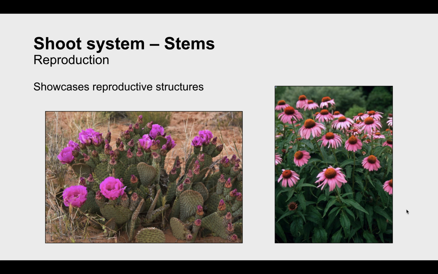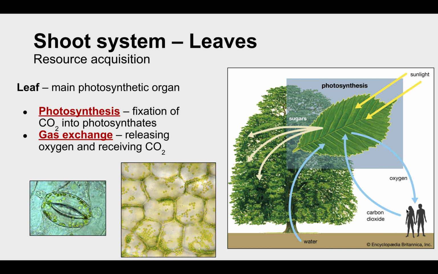Think of these coneflower plants here. They're pretty, but if these flowers were maybe towards the base of the plants, they're not going to be super obvious. Pollinators might not find them as easily. Right? So stems are playing an important role in that part as well.